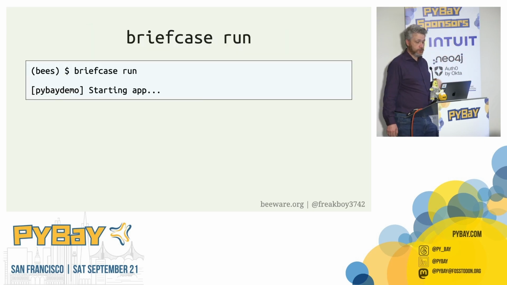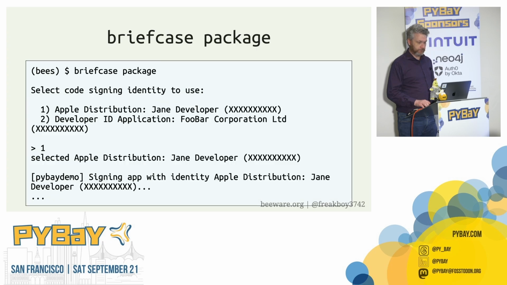Or you can keep it all console-based and just run your app with briefcase run. It's effectively just the command line equivalent of double-clicking the app that was generated. And what you should see is a running app. It will be almost identical to what you saw with briefcase dev, with a couple of differences. The app will present to the operating system with your app's formal name, so PyBay demo in our case, rather than Python. It will have an application icon in your toolbar. Depending on your platform, there may be some other subtle differences.